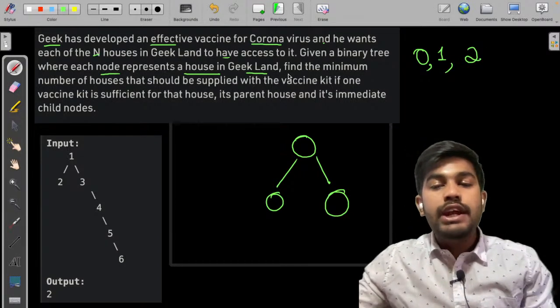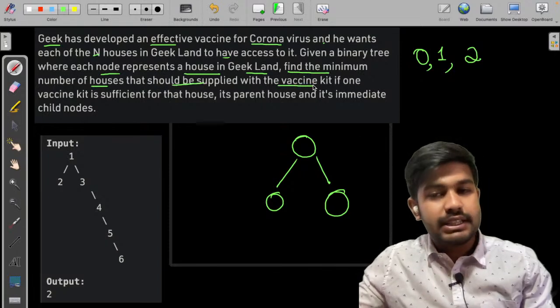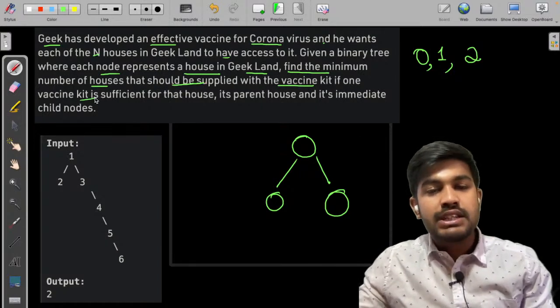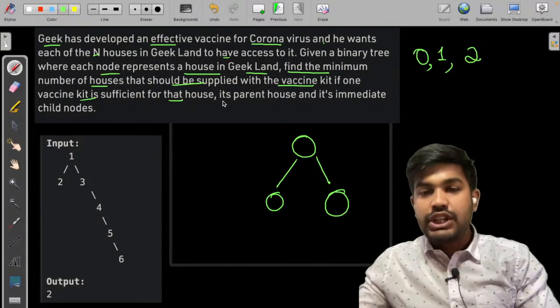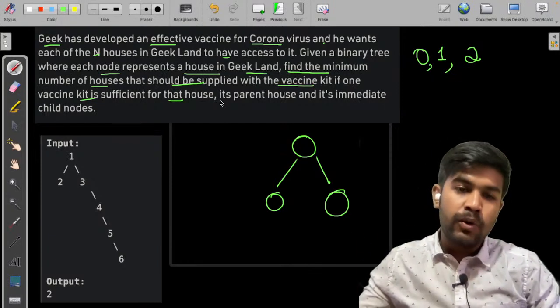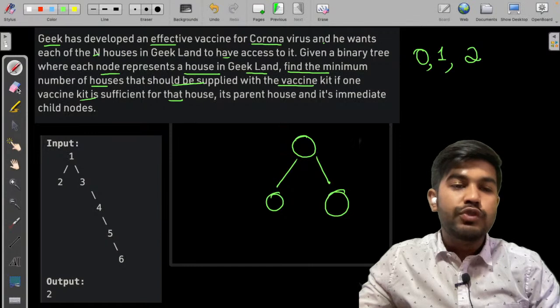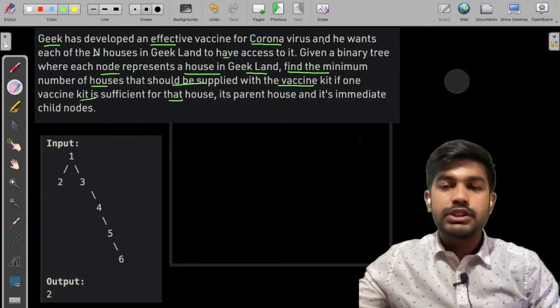Okay, and we need to find the minimum number of houses that should be supplied with the vaccine kit. If one vaccine is sufficient for this house, its parent house, and its immediate child nodes. Okay, so let's understand the last line a little bit more, so that you would get a proper understanding of this. Okay, so let me just remove this.